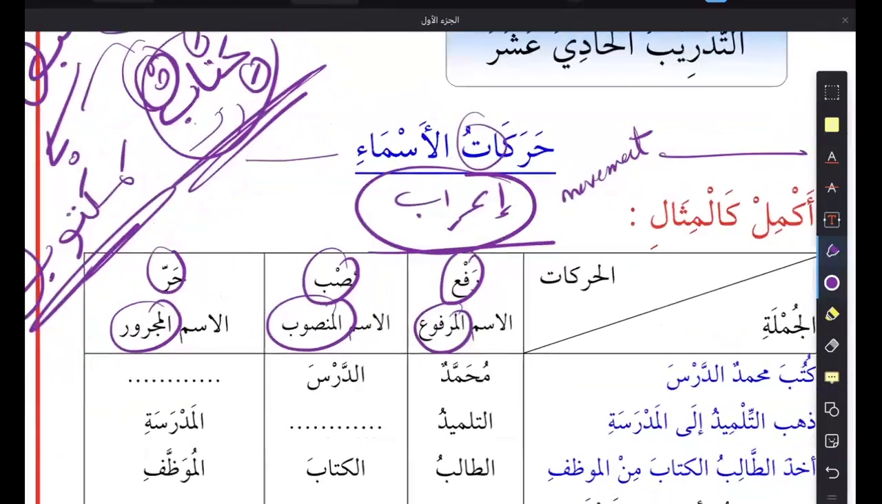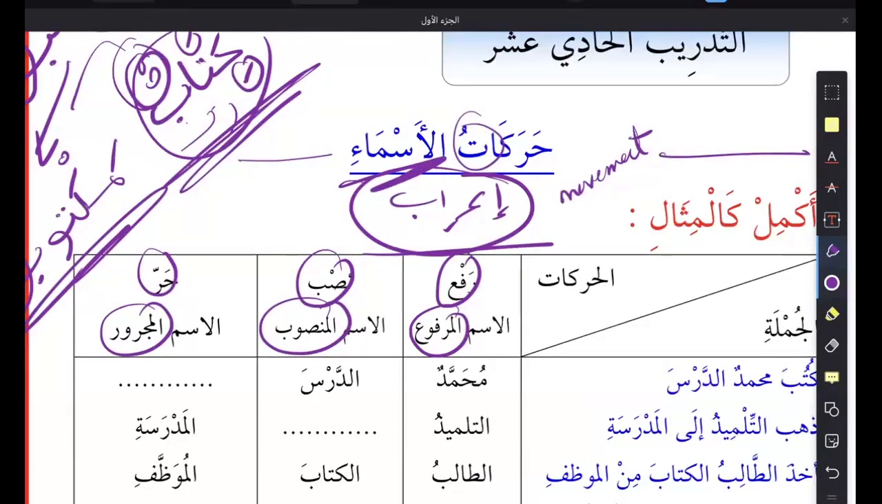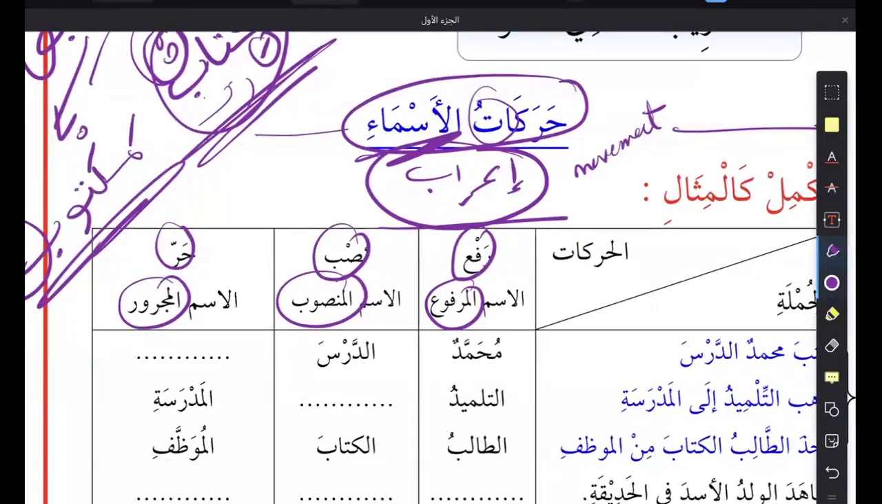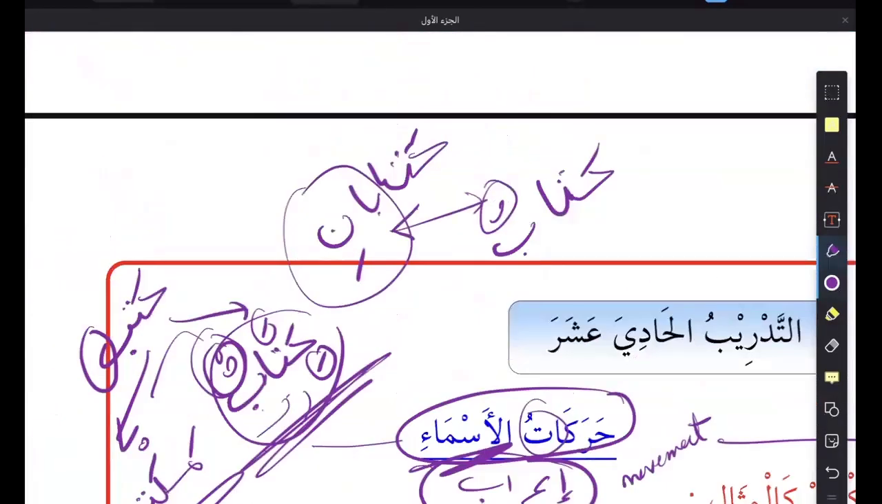Right now it's telling you about the haraka of al-asma. So they're only talking about the i'rab of the ism, the noun. The noun has only three states. The verb also has three states. We're not talking about the verb now. And how many states does the harf have? How many states do harf like ila and ala have? They have no state. They are only one state, they're mabni. Whenever we see mabni, we don't even think in terms of state. We just say it's mabni. End of story.